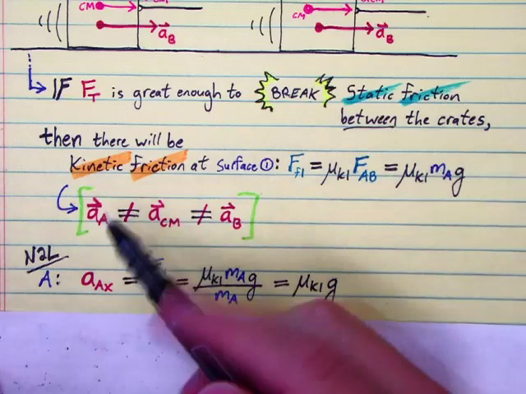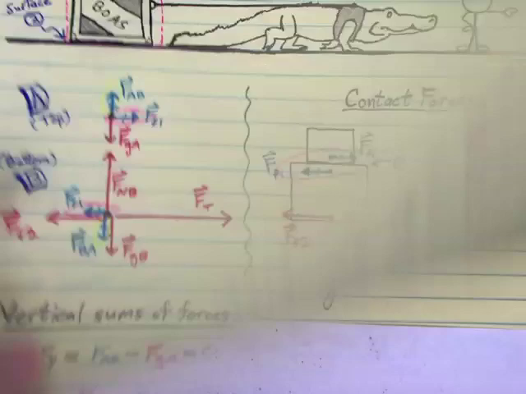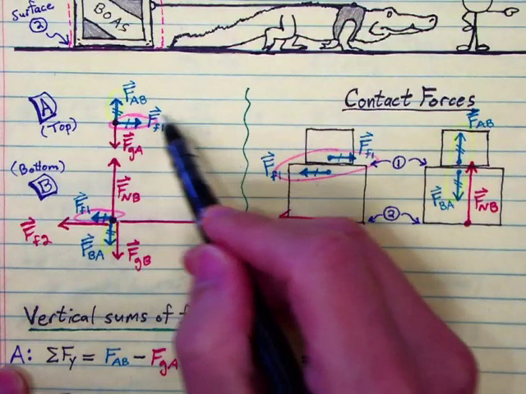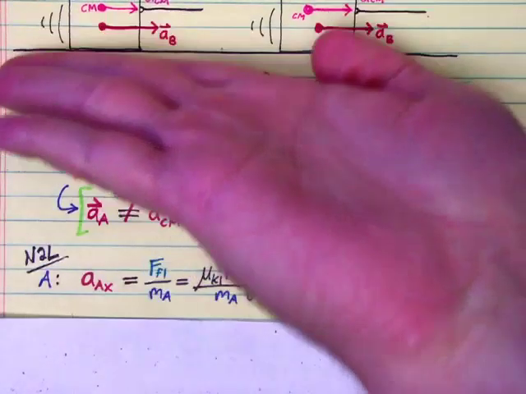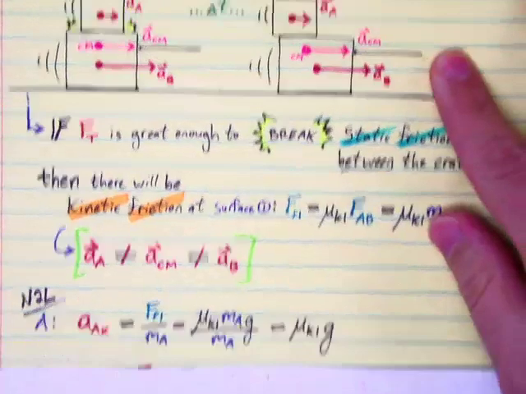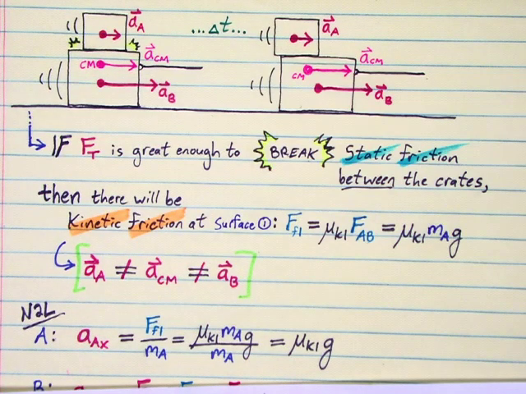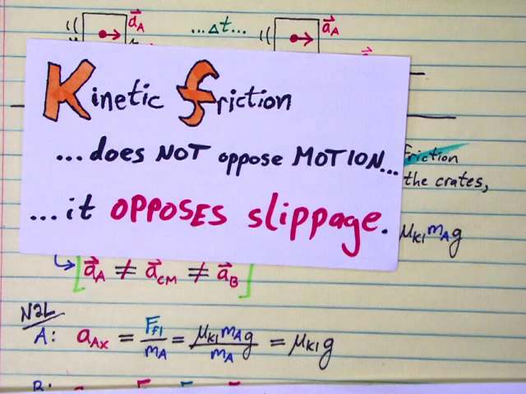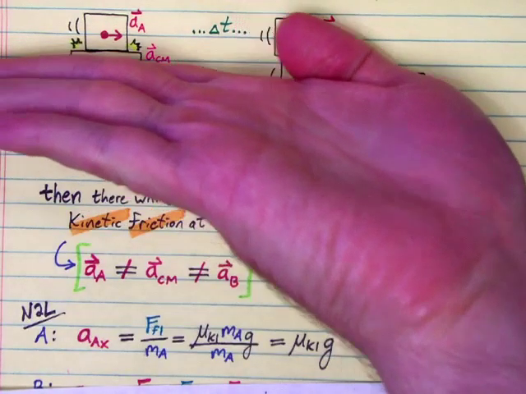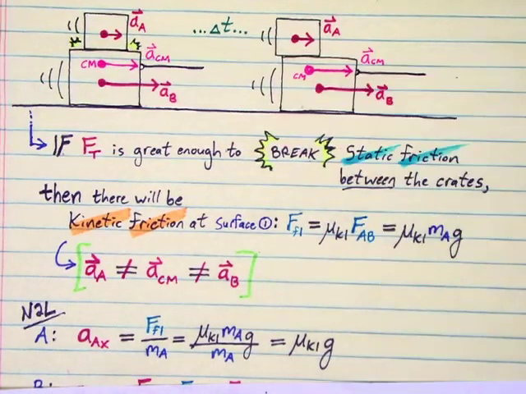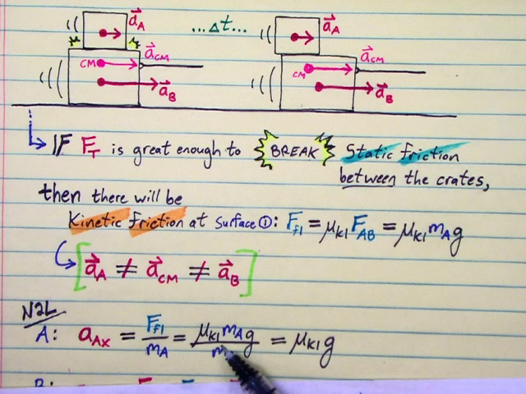Okay, starting with the acceleration of the top crate, we'll do N2L for just the top crate. The only force accelerating it forward is this one, which is that kinetic friction, as the bottom crate sort of drags the top crate along with it, because kinetic friction doesn't oppose motion, it opposes slippage. So that slipping here will sort of drag the top crate along with the bottom crate. This determines what the acceleration will be.